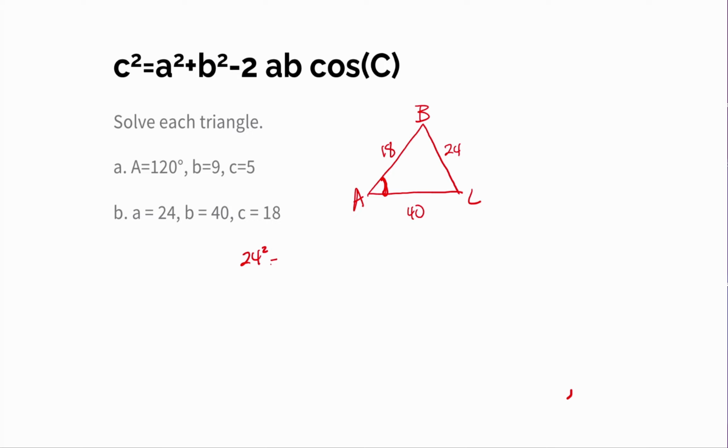24 squared equals 18 squared plus 40 squared minus 2 times 18 times 40 cosine of A. And so that gets us 576 equals 1924 minus 1440 cosine A. Subtract 1924 from both sides.